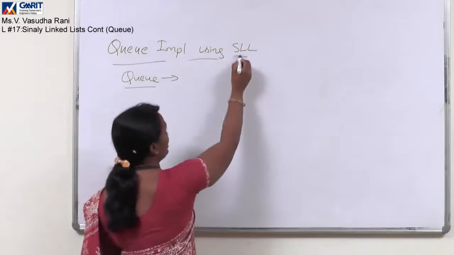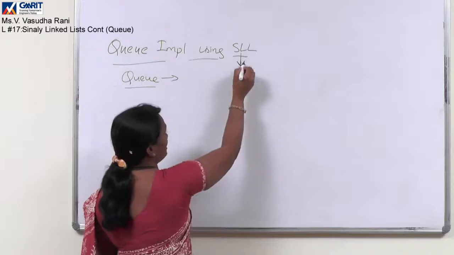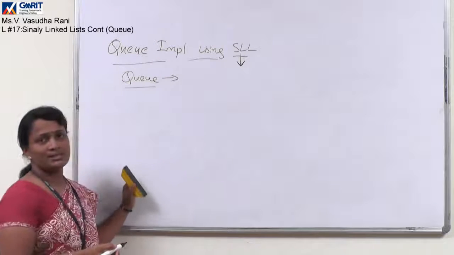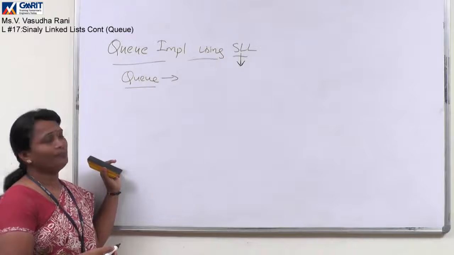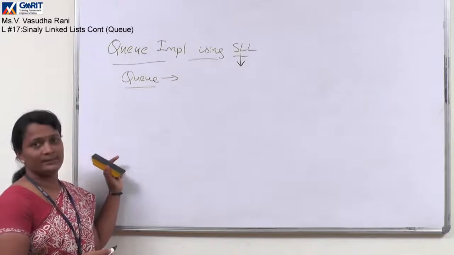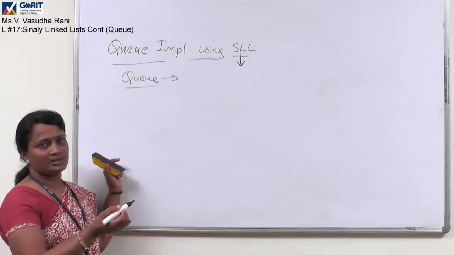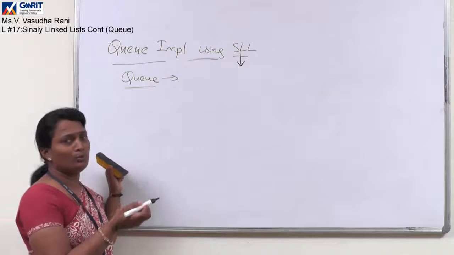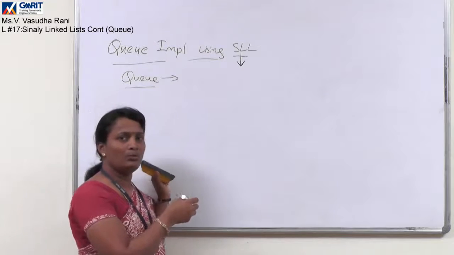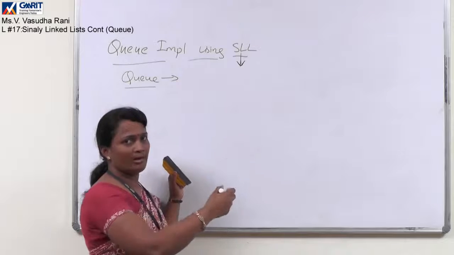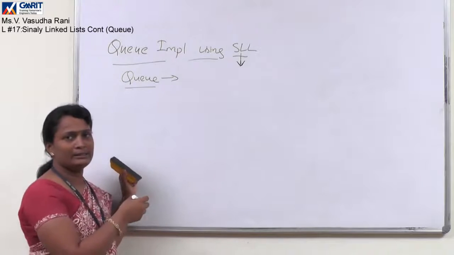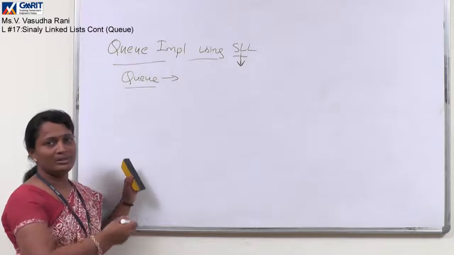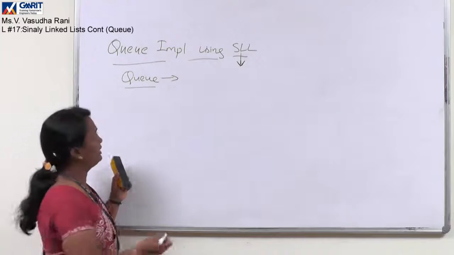So we know that single linked list. By employing this single linked list concept for queue, we can define this queue as a linear data structure with list of nodes wherein a new node can be inserted into the queue only from the rear end and a node can be deleted from the queue from the front end. Like that we can view.